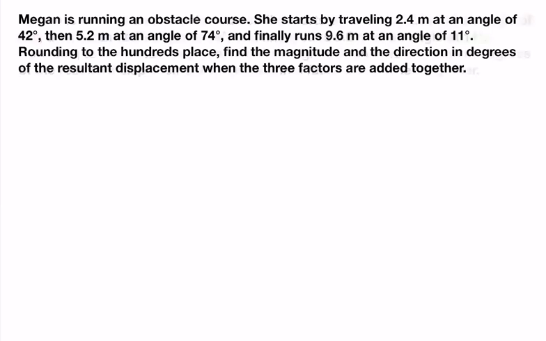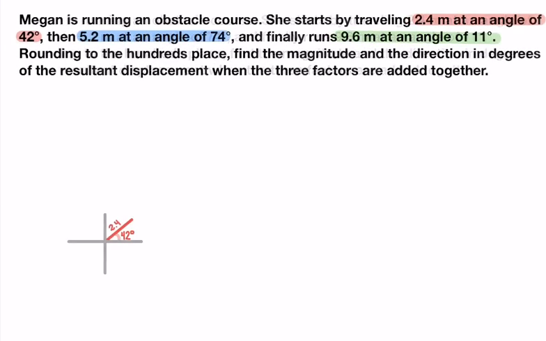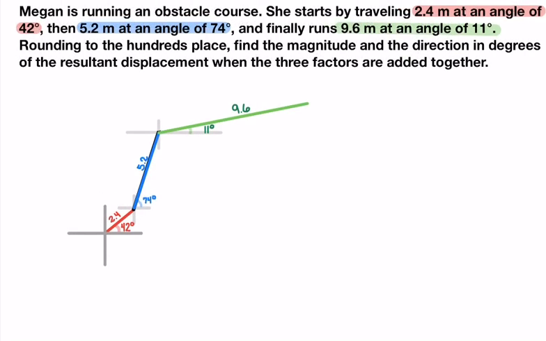Let's start by just sketching her path. She begins the race by going a distance of 2.4 meters at an angle of 42 degrees. From there, she goes another 5.2 meters at an angle of 74 degrees. On the last leg of the obstacle course, she goes 9.6 meters at an angle of 11 degrees, which would take her to the finish line.